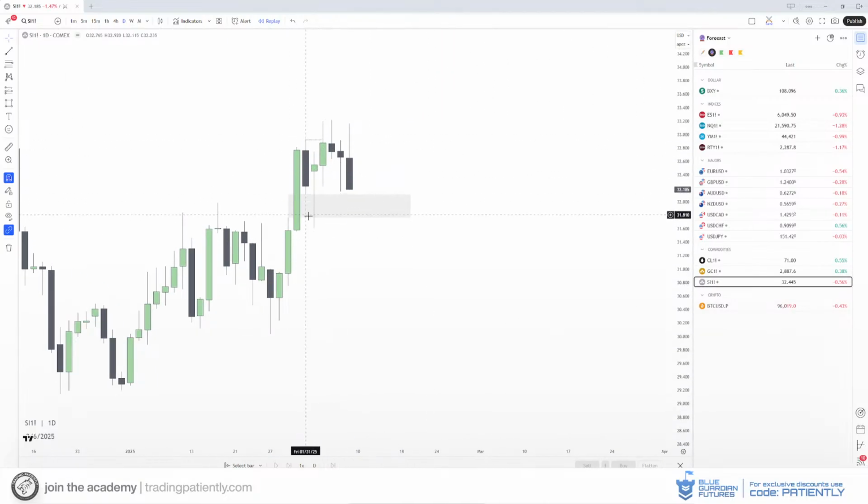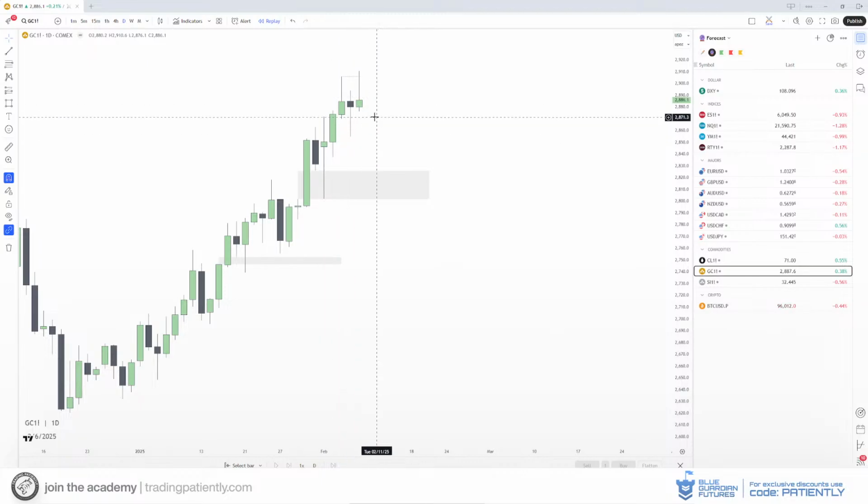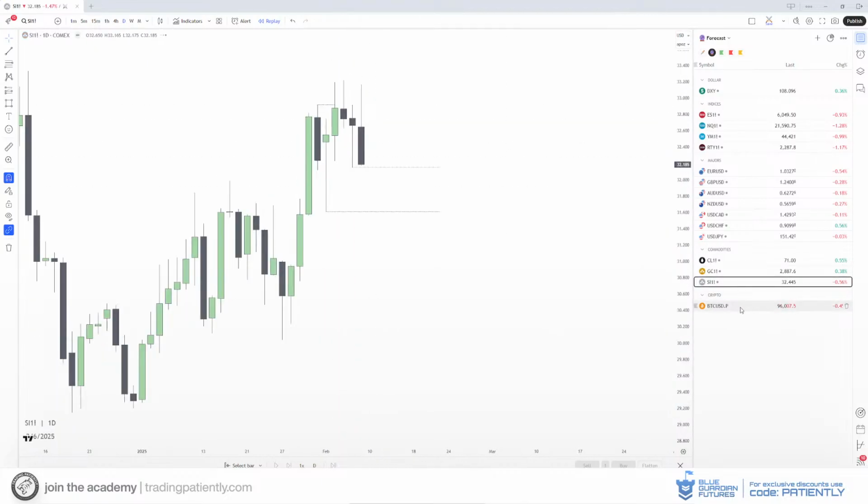Consolidating at these highs or failing to deliver higher off of this gap, which is not a good sign. We may actually look to target these lows. That's low-hanging fruit as well as these lows. Just consolidation, like I said, expecting consolidation at these highs now on gold and silver.